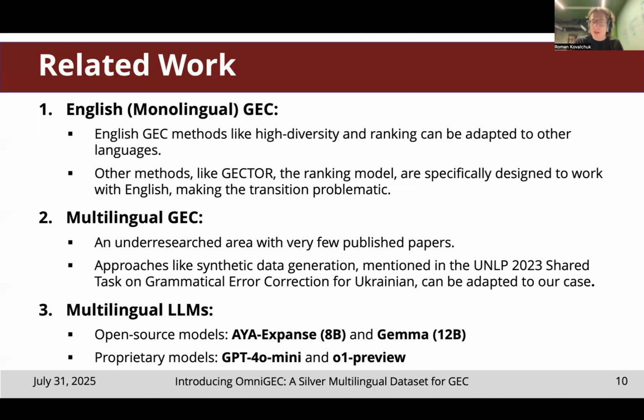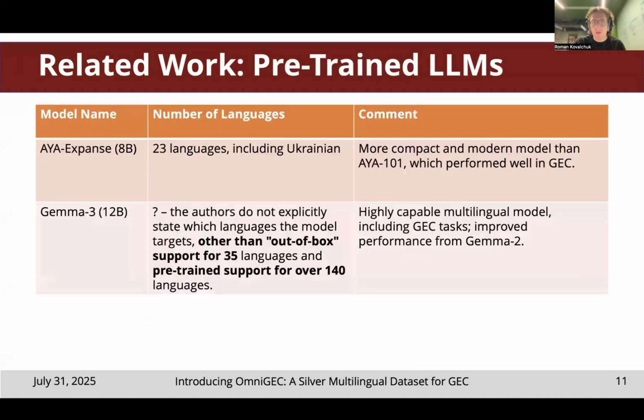Multilingual LLMs: open-source models like Aya Expanse 8b and Gemma 12b were employed in our study, and proprietary models such as GPT-4 Mini and O1 Preview were employed as well for synthetic data generation. Speaking of pre-trained LLMs, Aya Expanse 8b is a more compact and modern model than Aya 101, which performed well in GEC, and supports 23 languages, including Ukrainian.